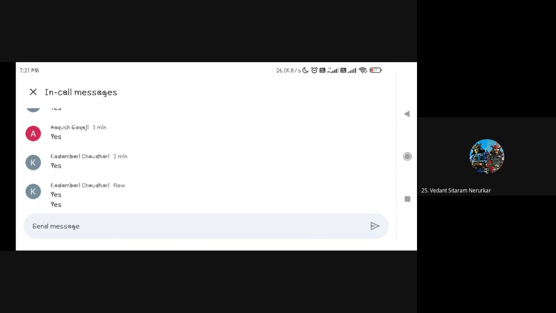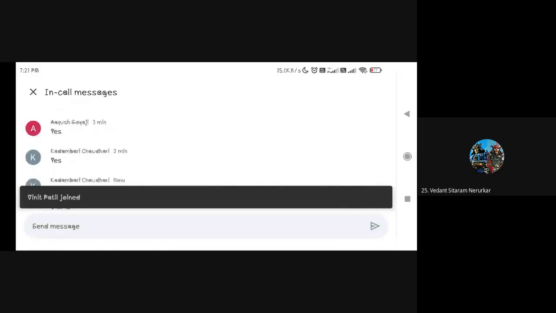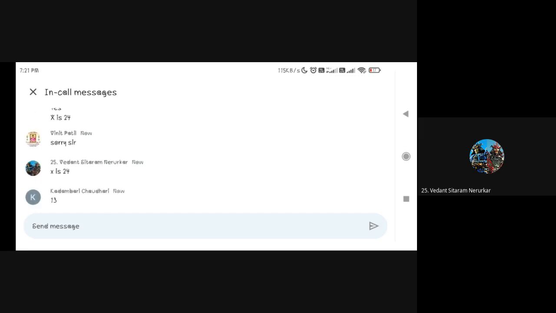Okay, Kadambari is trying. Great. So sum should be 37 and difference should be 11. What about Ayush and Vedant? Vineet, you are 21 minutes late. X is 24. Okay. And Y should be then? What should Y be? Y should be 13, right? Yeah. So 24 plus 13 is 37, and 24 minus 13 is 11. So these are the two numbers.